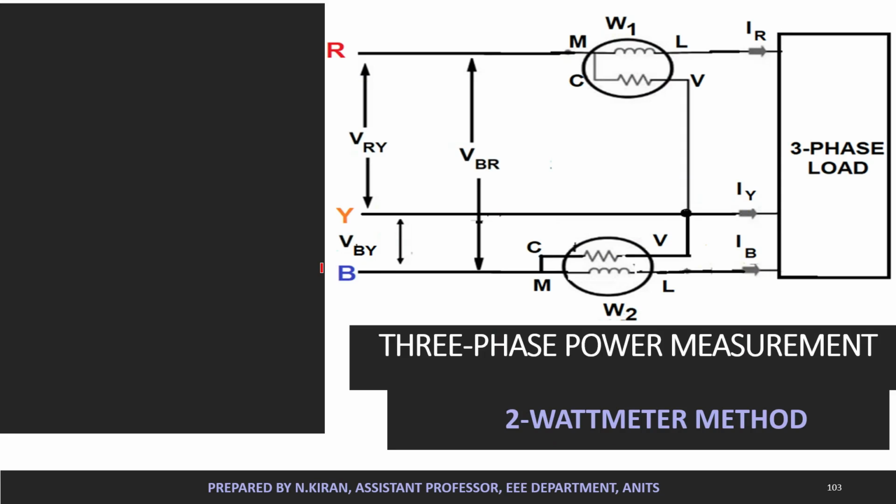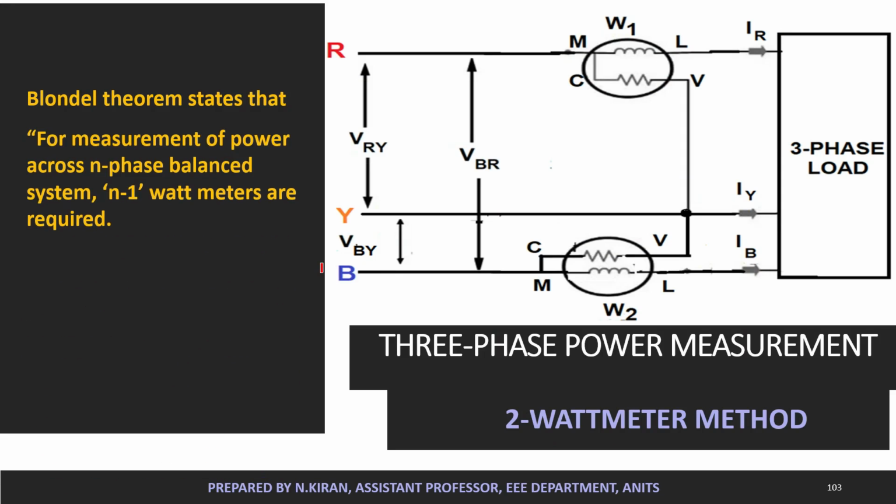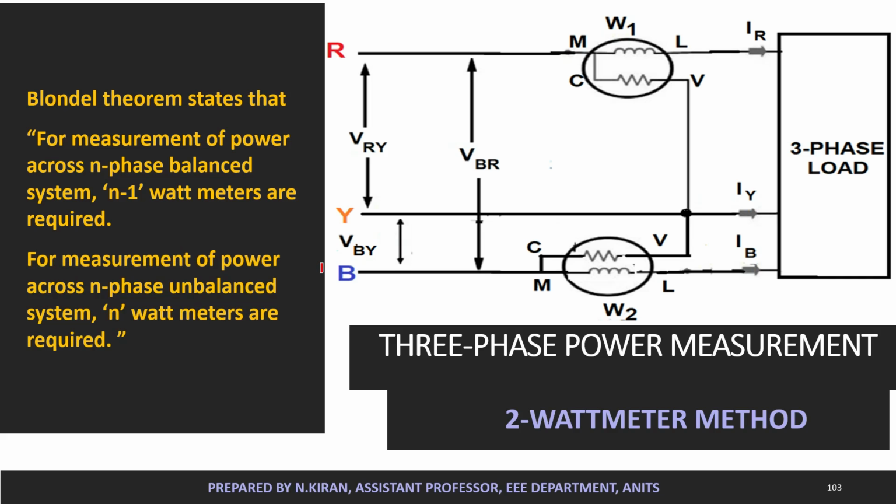According to Blondel's theorem, for measurement of power across an n-phase balanced system, n minus 1 wattmeters are required. Similarly, for the measurement of power across an n-phase unbalanced system, n wattmeters are required. Since here the analysis is limited to only balanced circuits, according to Blondel's theorem, in order to measure three-phase power, only 2 wattmeters are sufficient. That we are going to prove in today's lecture.